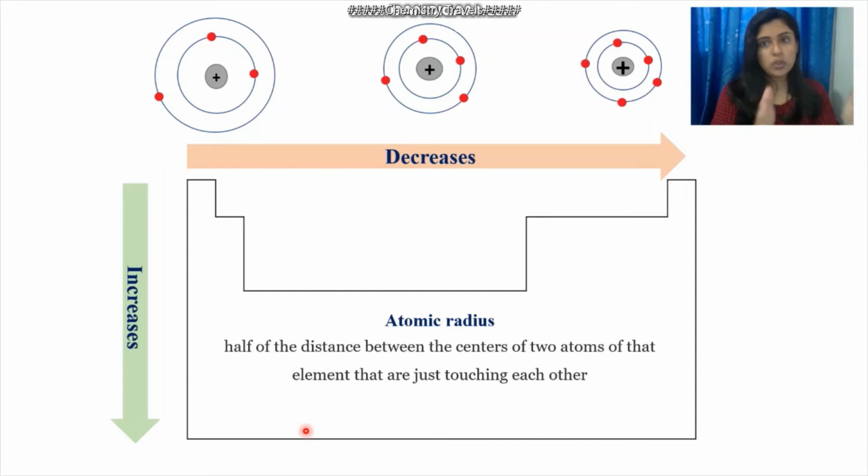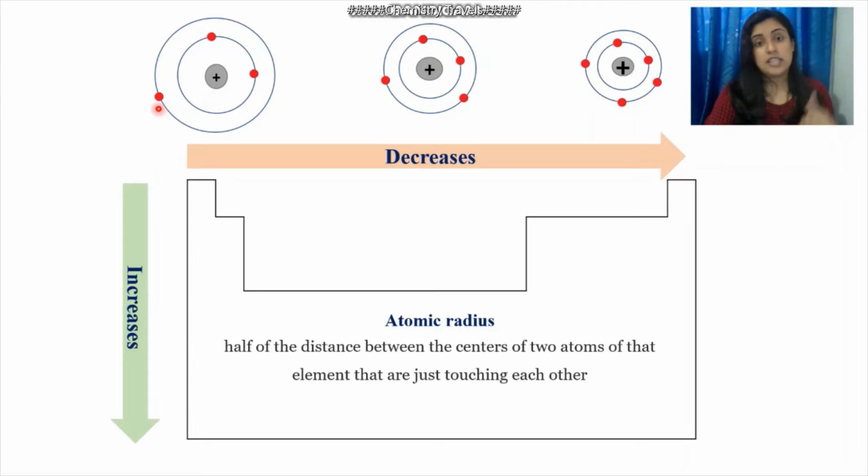Because when you keep going from left to right, what is happening? You are adding an extra electron to the same shell. The energy level is the same. N equal to 1 means you are adding to the first shell only. You're not adding to the second shell, right? When you go to the second period, N equal to 2, so you're adding to the second shell only. You're not going to the third shell. Same shell, extra electrons are being added, as you can see in the picture here.